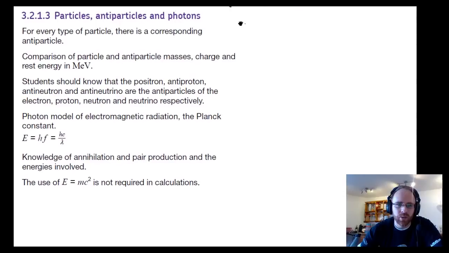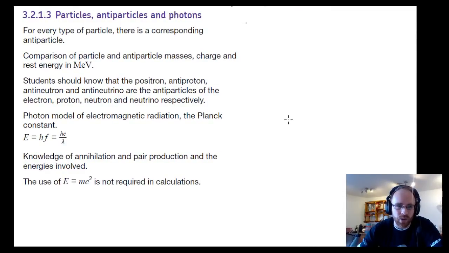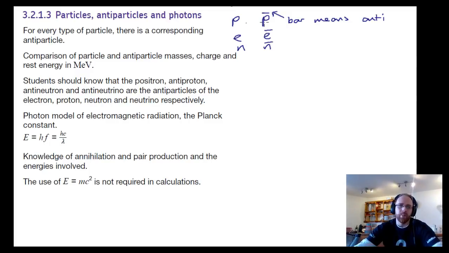Okay, particles, antiparticles, and photons. So for every type of particle, let's say a proton, it has a corresponding antiparticle, which is an antiproton. And this bar means it's an antiparticle. So we could have an electron bar, a neutron, and a neutron bar. So these are antiparticles. Every particle has an antiparticle.